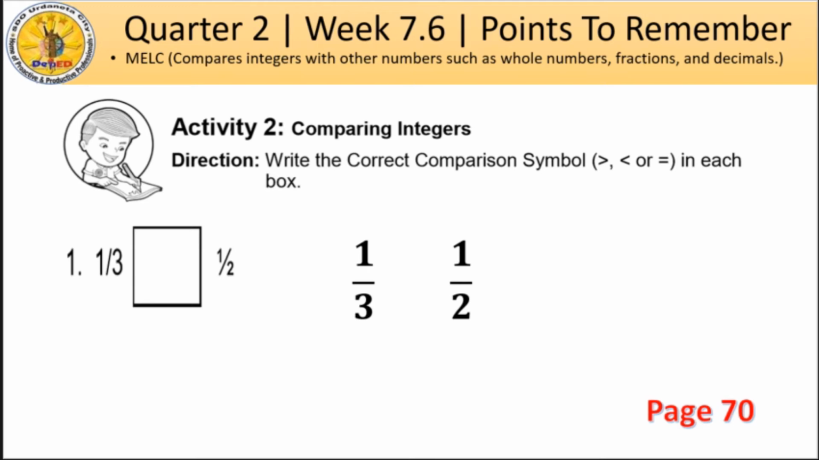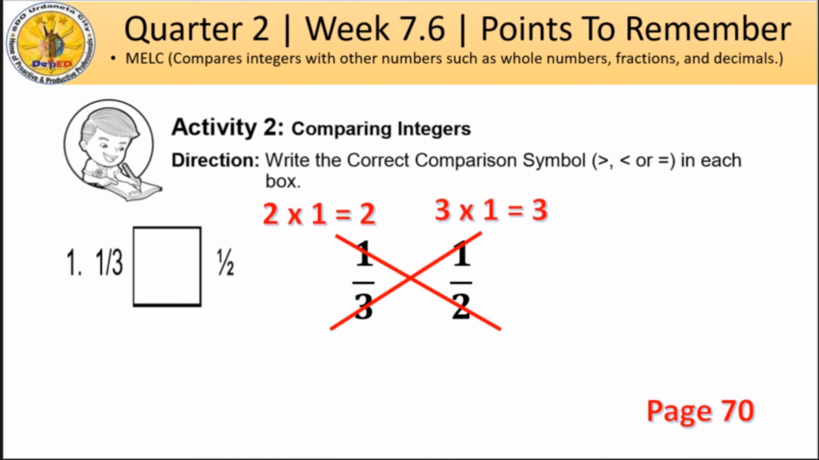To compare these fractions, let's do cross multiplication. 2 times 1 is equal to 2. 3 times 1 is equal to 3. And now, let's compare their products. Since 3 is greater than 2, then one-third is lesser than one-half. So if we compare two fractions, we will use the cross multiplication process.